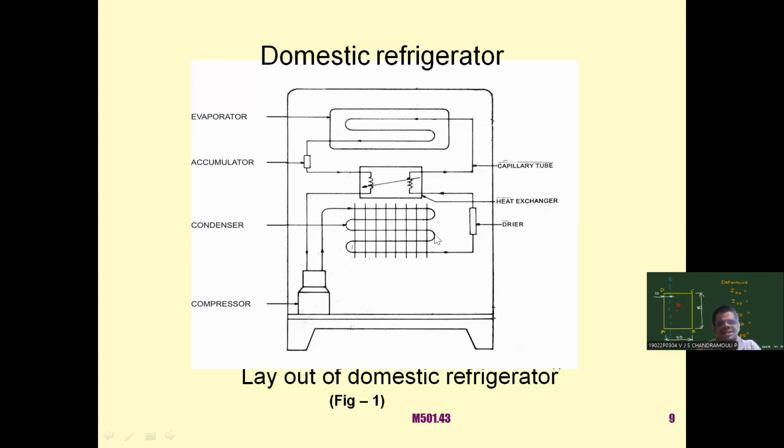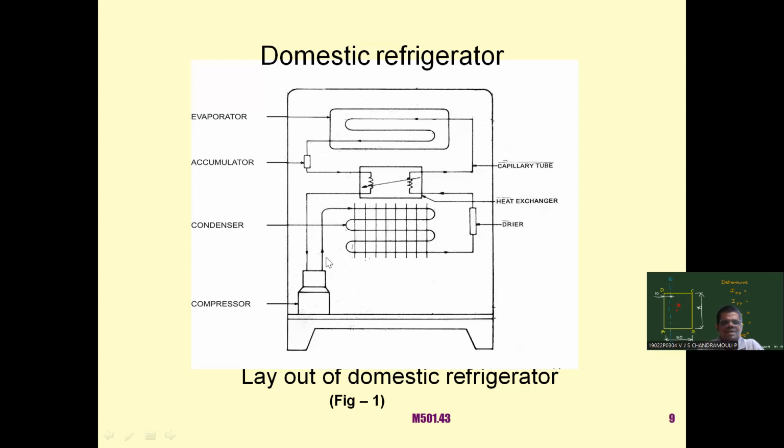So this condenser is seen on the back of your refrigerator. You can see long pipes at the back of the fridge, and they also have fins. So it is provided with fins in order to increase the heat transfer area.